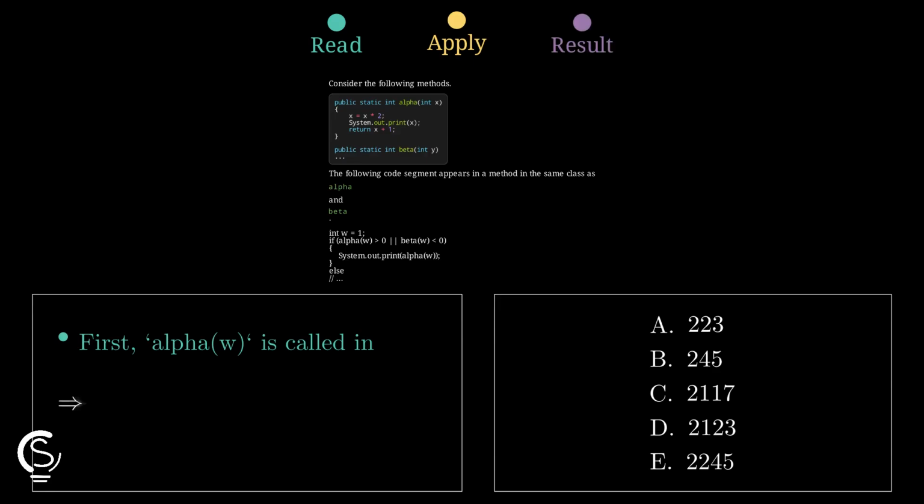This second alpha call prints 2. Finally, it returns 3, which main prints. Putting it all together, we get 2, 2, 3.